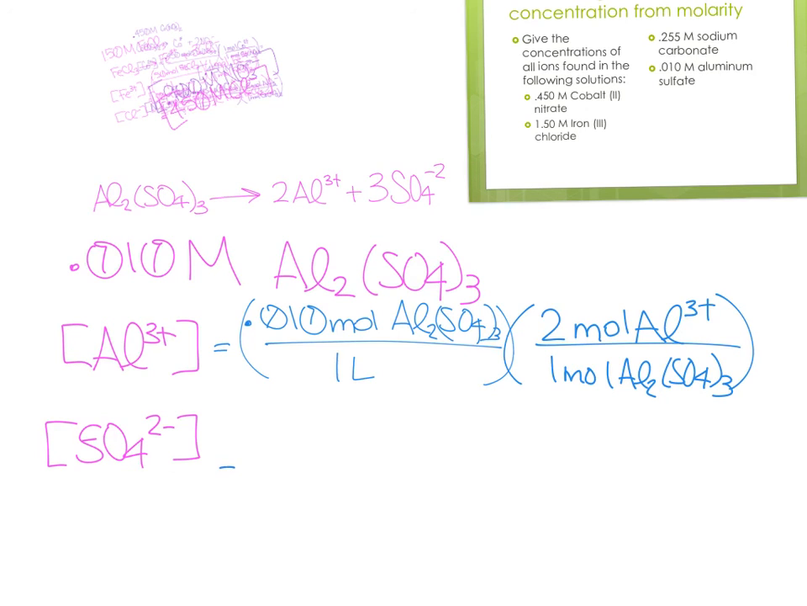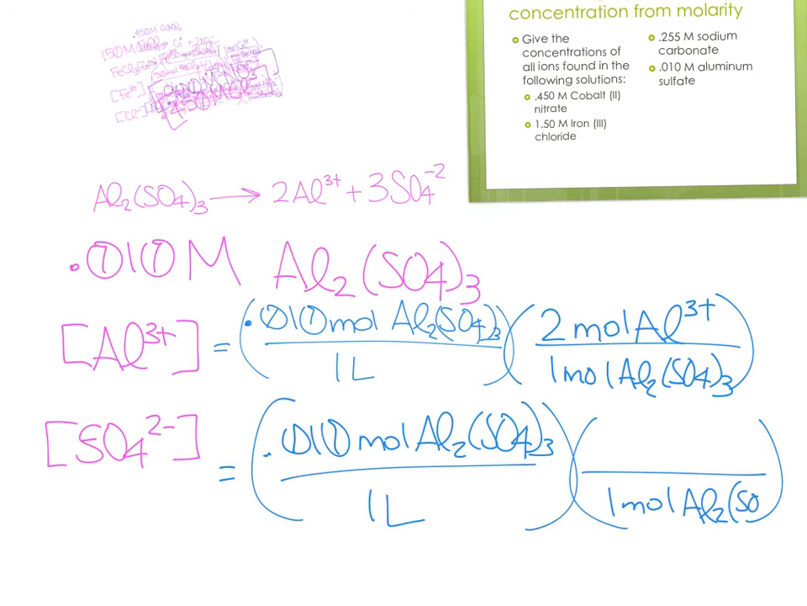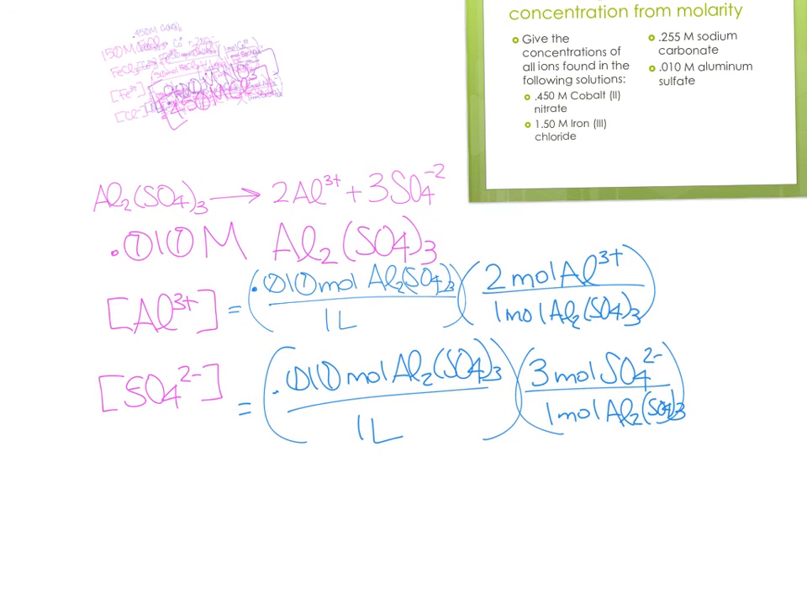All right, then I'm going to set it up for my SO4 right now: 0.010 mole Al2(SO4)3 over 1 liter. 1 mole Al2(SO4)3 for every 3 moles SO4 2 minus. All right, so what is the concentration of aluminum ions?